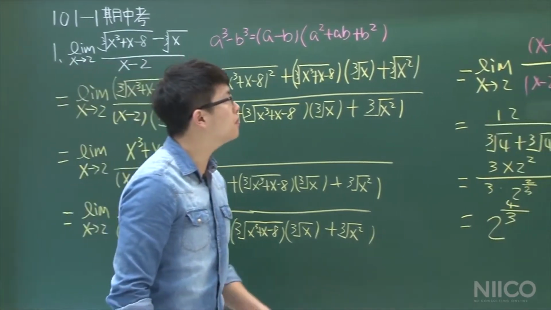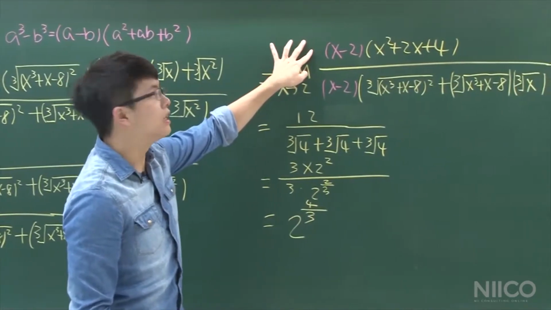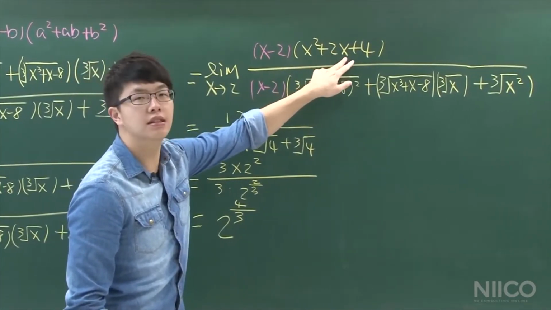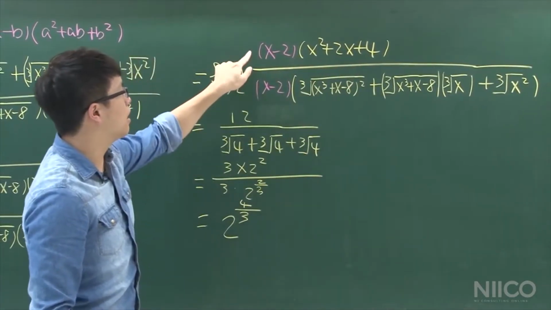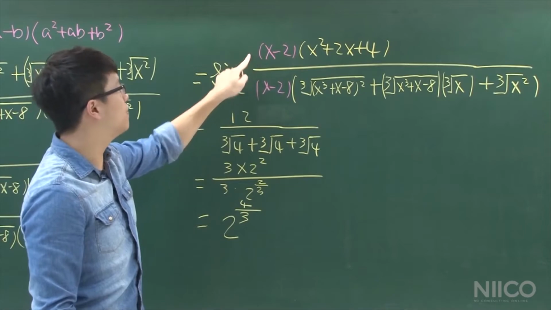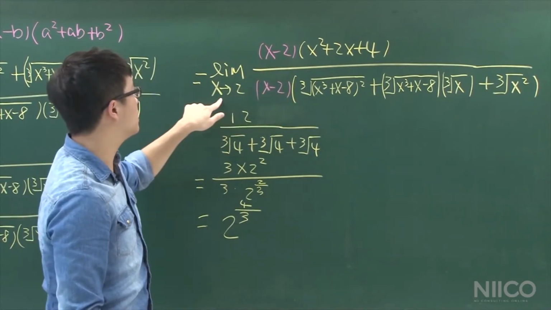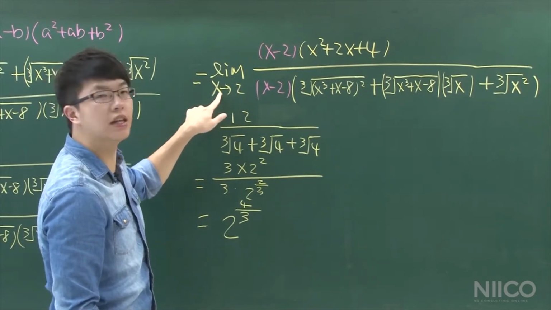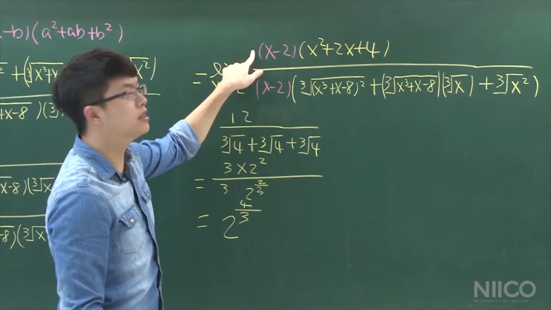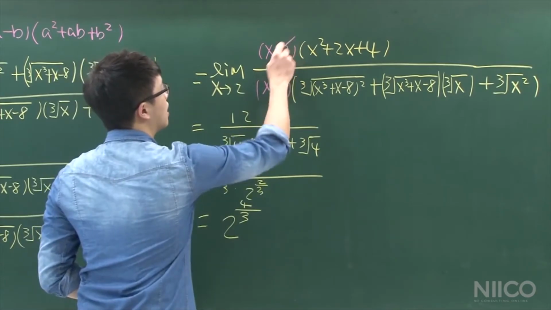So we can see that x to the third minus 8 is equivalent to x minus 2 times x squared plus 2x plus 4. After we do this, we can see that both the numerator and the denominator contain a common factor, which is x minus 2. So we can reduce that.